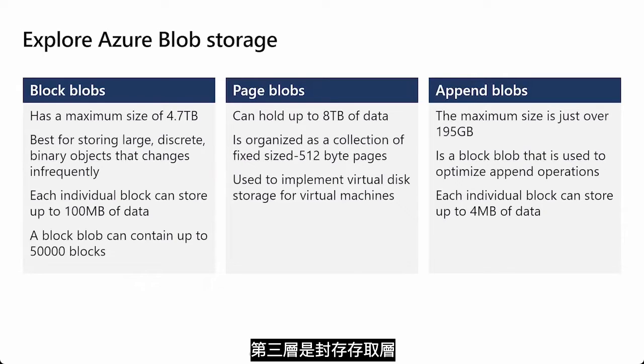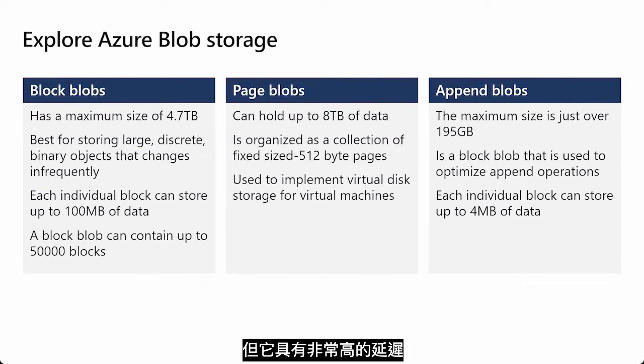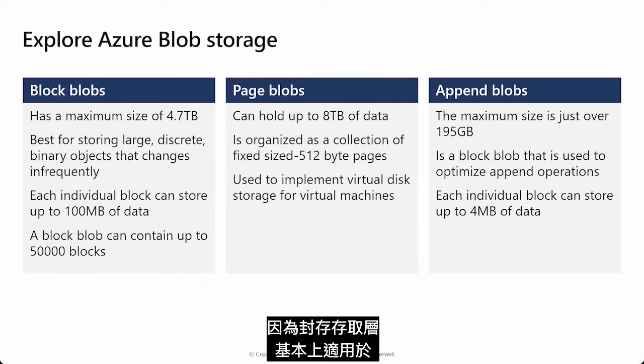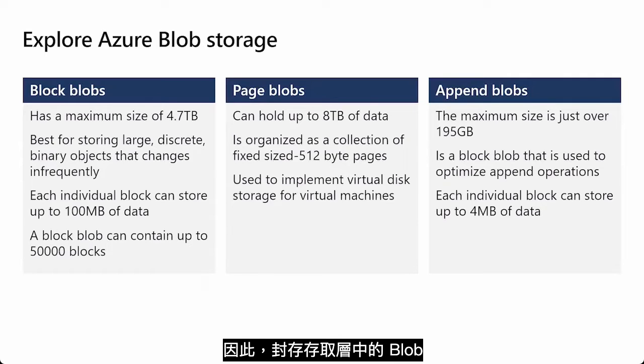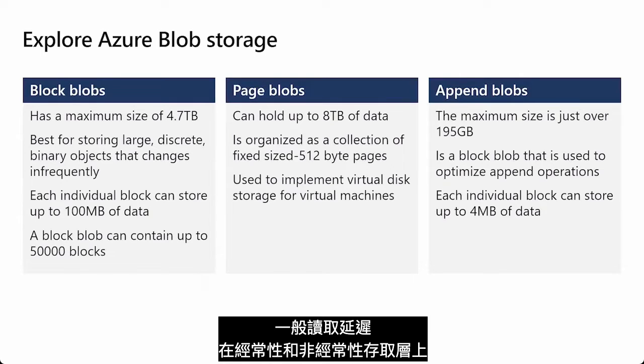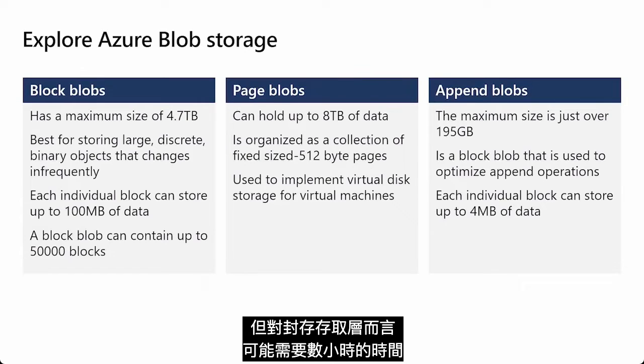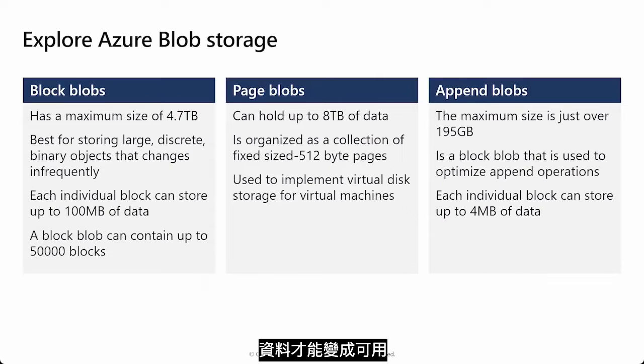Now, the third tier is the archive tier. The archive tier provides the lowest storage costs, but it has very, very high latency, because the archive tier is essentially intended for any historical data that you want to keep, that you don't want to lose, but you're not going to ever really access. So blobs in the archive tier are effectively stored in an offline state. Typical read latency for hot and cool tiers might be a few milliseconds, but for the archive tier, this can take up to hours for it to become available.